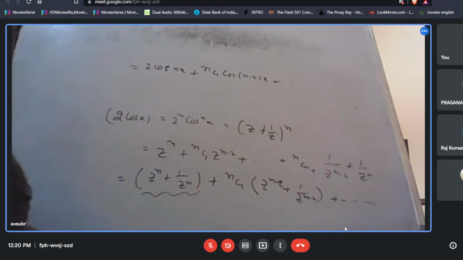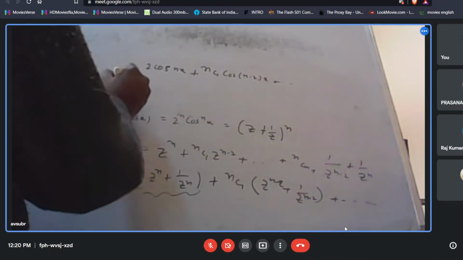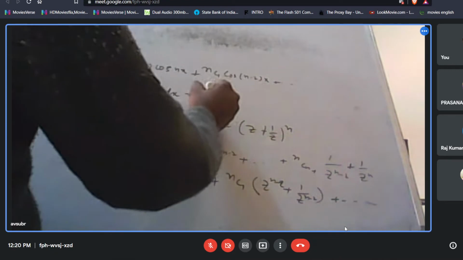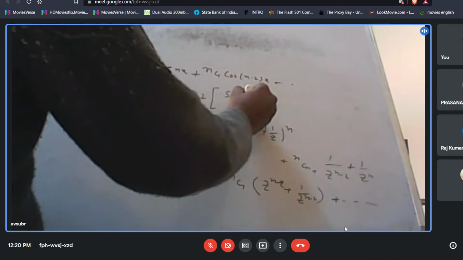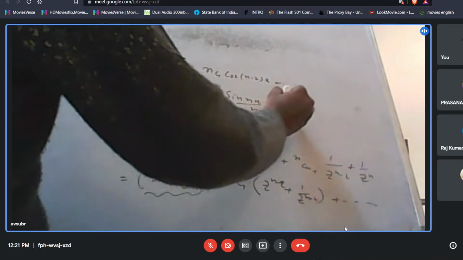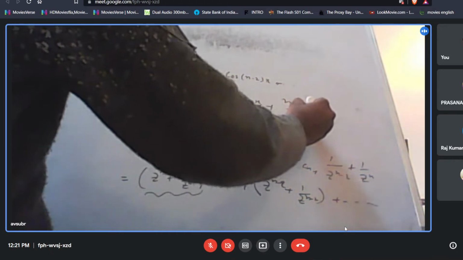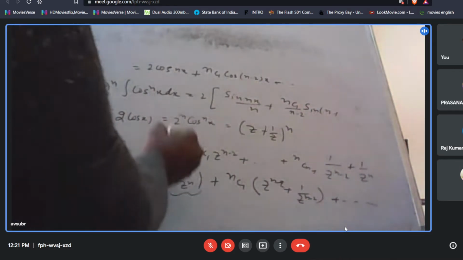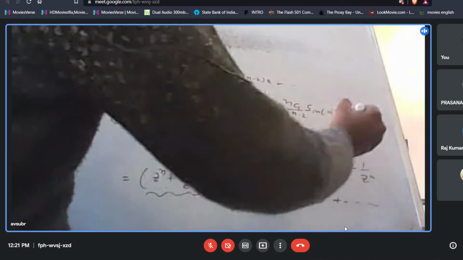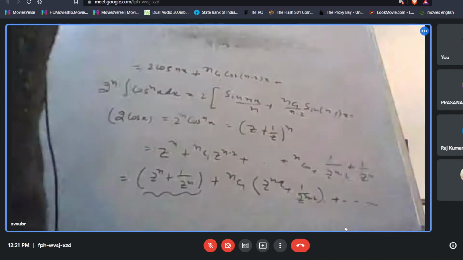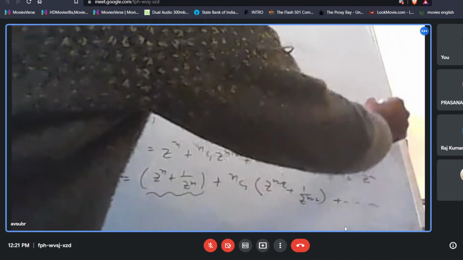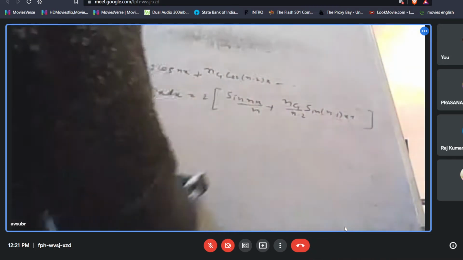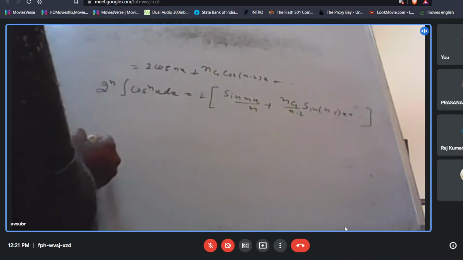Then the integral of 2 to the power n cos to the power n x dx is equal to twice of sin nx by n plus nC1 by (n minus 2) sin (n minus 2)x, and so on and so forth. This is what we can write.